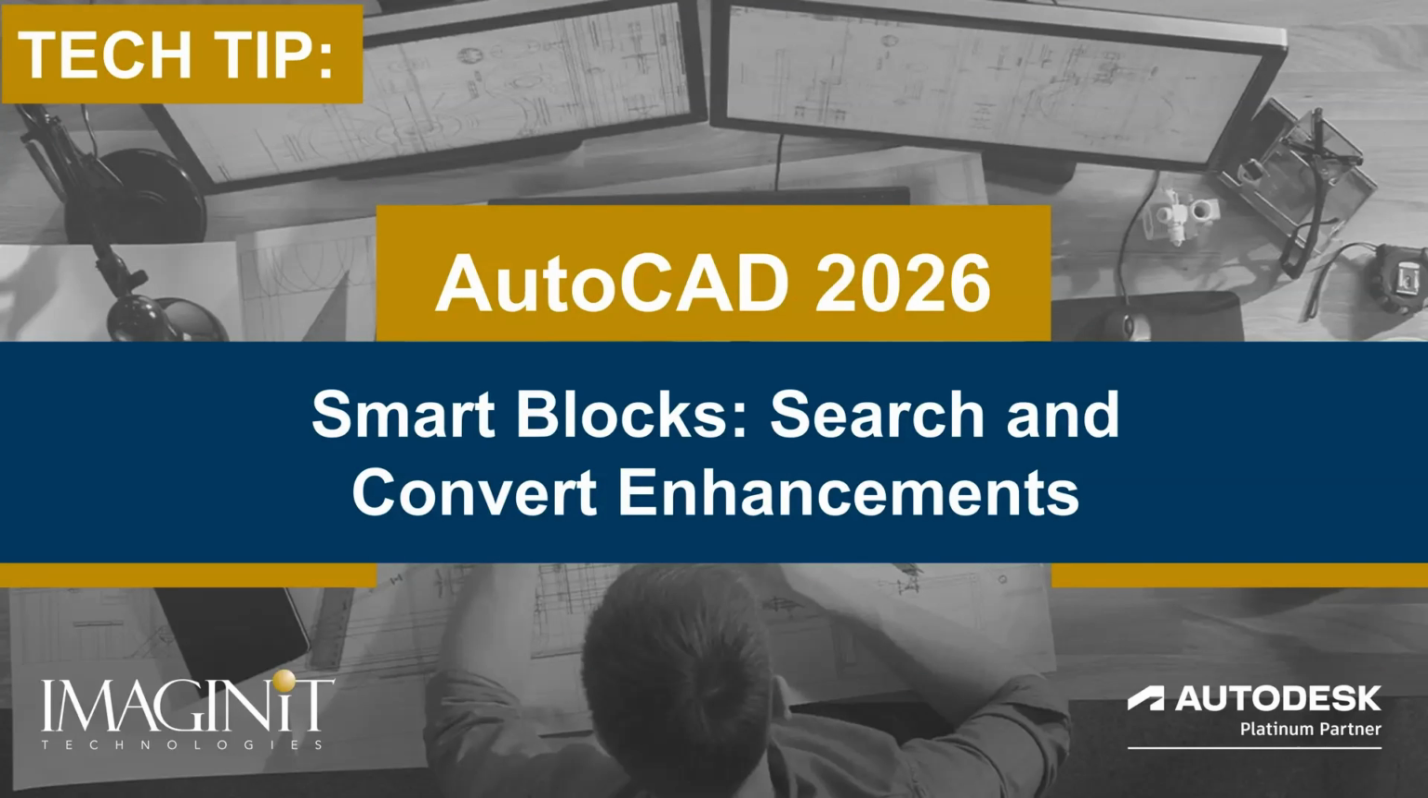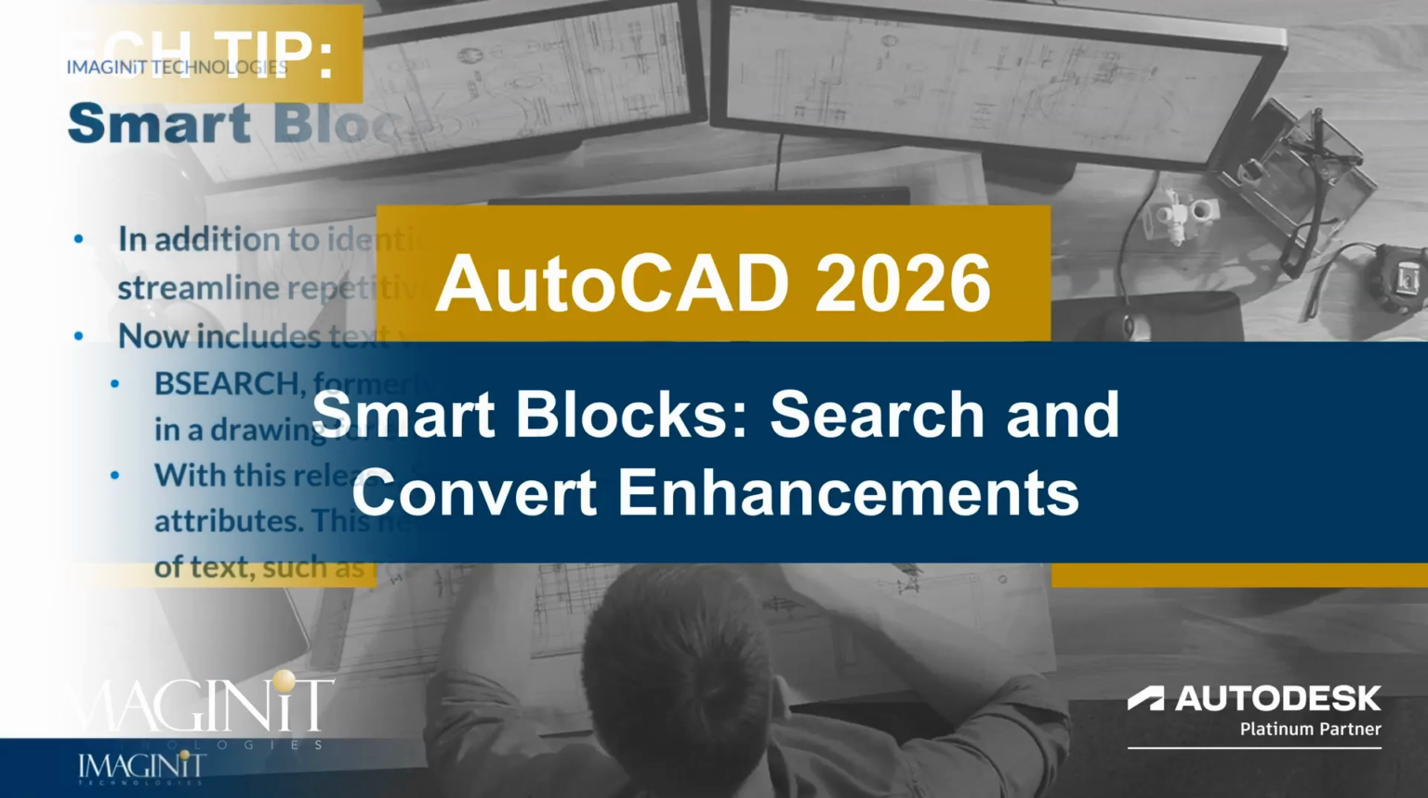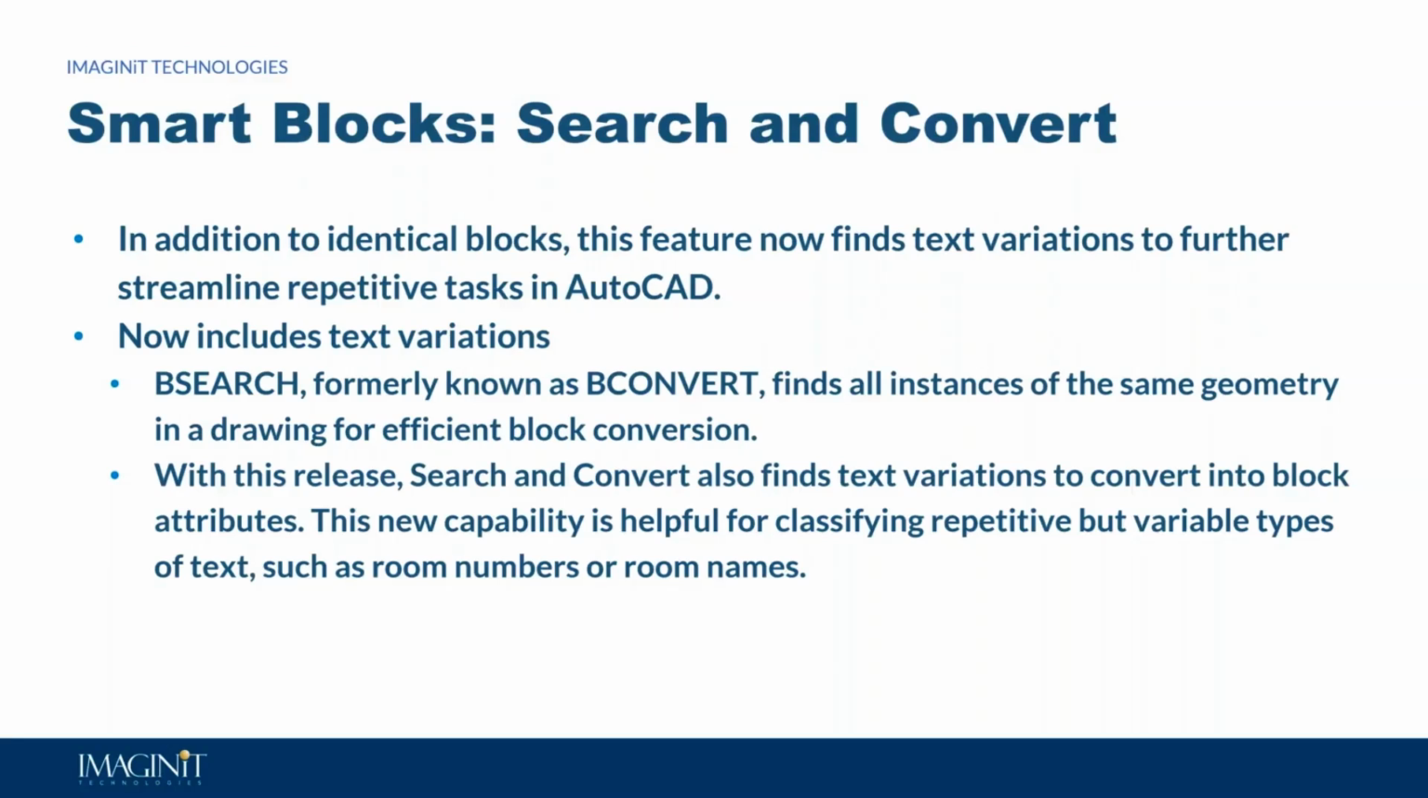Smart Blocks Search and Convert enhancements. Now, in addition to identical blocks, this feature now finds text variations to further streamline repetitive tasks. So now it includes the text variation. bSearch, formerly known as bConvert, finds all instances of the same geometry in a drawing for efficient block conversion.